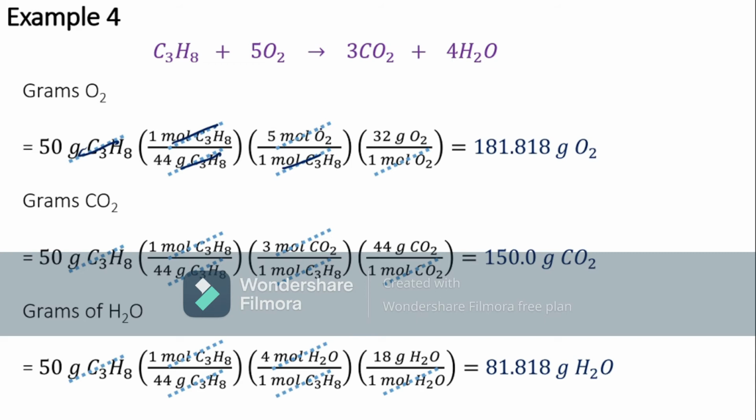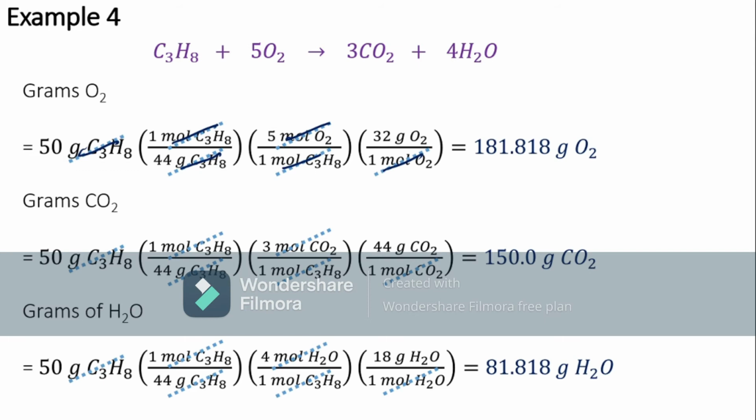Then, convert the mole of O2 to mass of O2. We'll use the molar mass of oxygen gas. So, kung mole of O2 to, sa baba mole of O2, so yung taas, yung value in terms of mass, we have 32 grams of O2. Cancel, cancel. So, we will have 181.818 grams of O2.